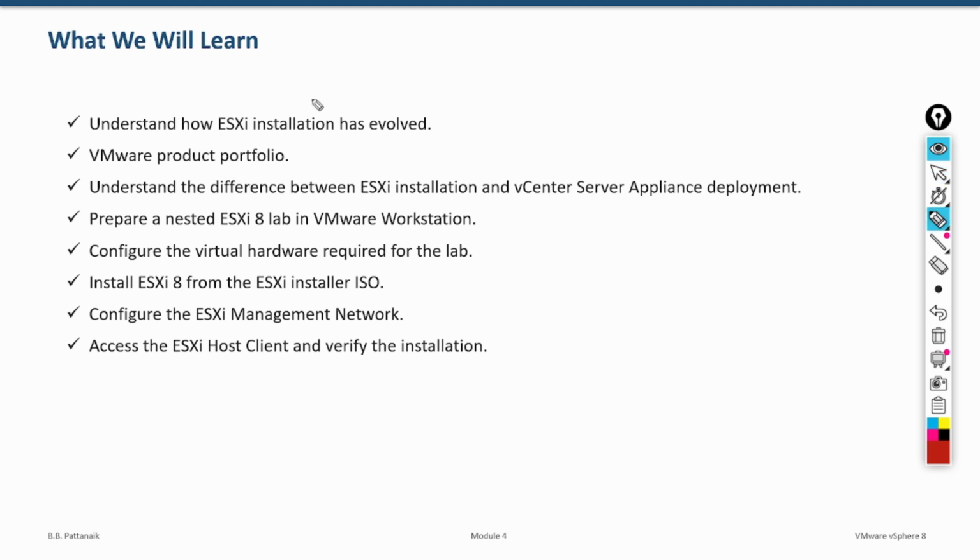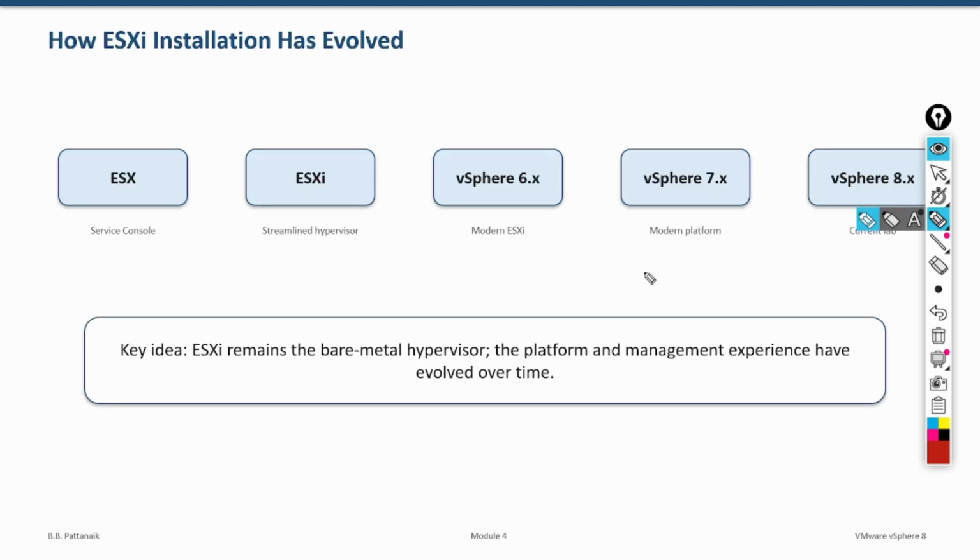We will understand how ESXi installation has evolved, the VMware product portfolio, and the difference between ESXi installation and vCenter Server Appliance. We will prepare a nested ESXi lab on VMware Workstation, configure the virtual hardware required for this lab, and install ESXi 8 from the ESXi installer ISO image. Then we will configure the management network, and finally we will access the ESXi Host Client. So let's take a quick look at how VMware hypervisor architecture has evolved over the years.